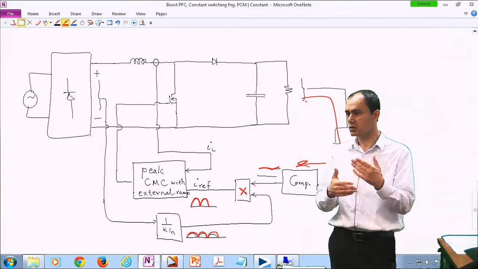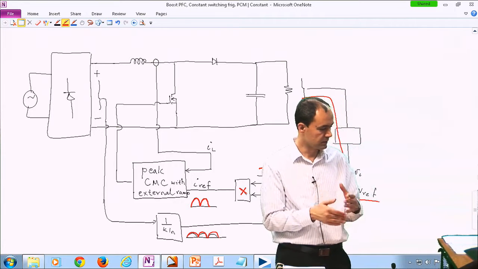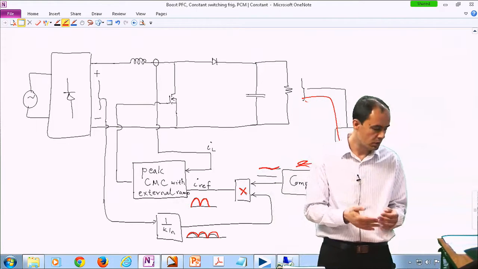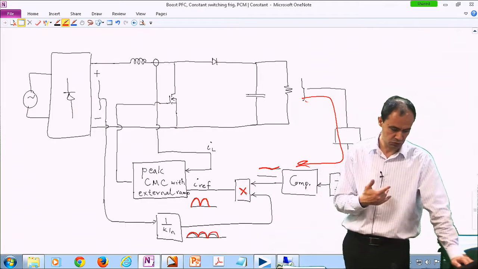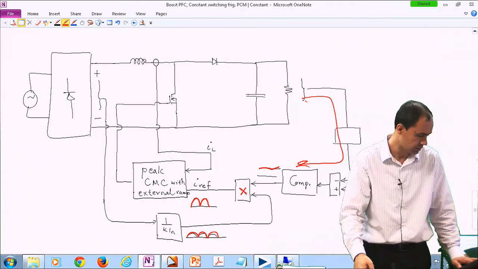That means you have to measure the inductor current. There is an external ramp involved. At the beginning of the cycle, you turn the switch on. When the inductor current tends to get larger than the reference, you turn the switch off, and I mean, the whole classic peak current mode control.